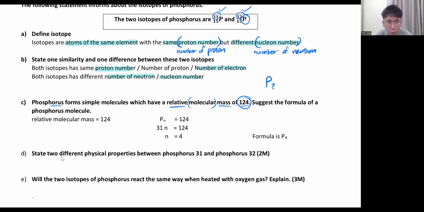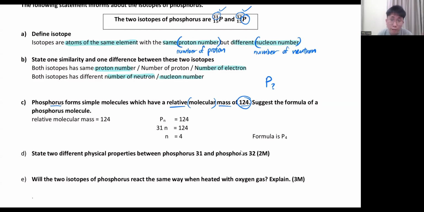Okay, now state two different physical properties of 31 and 32. Guys, what's physical properties? When they ask you about physical properties, this information must come out in your brain. Like what? Like density, electrical conductivity, melting point, boiling point. All this is your physical property.